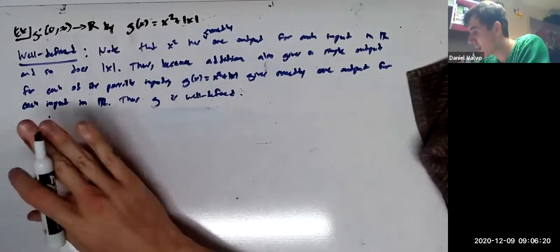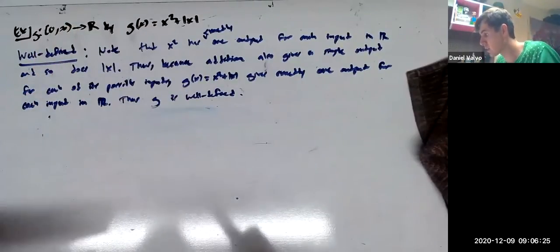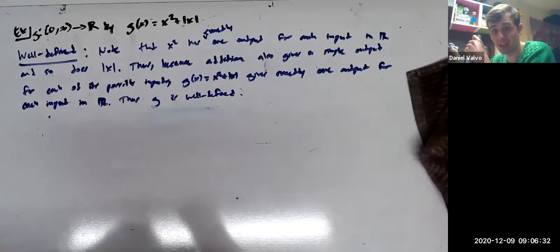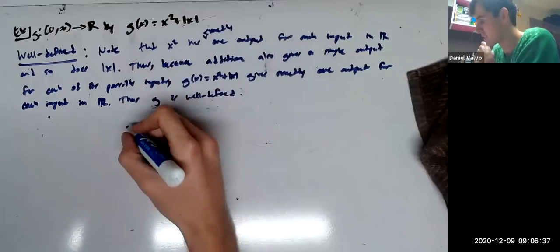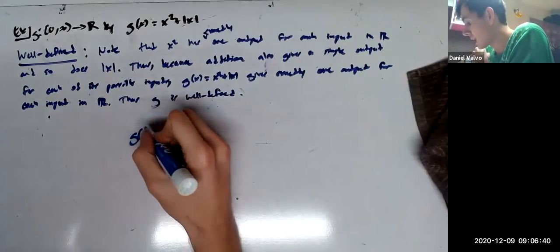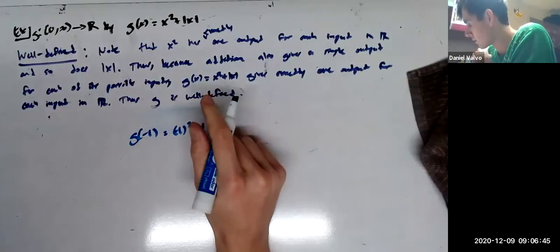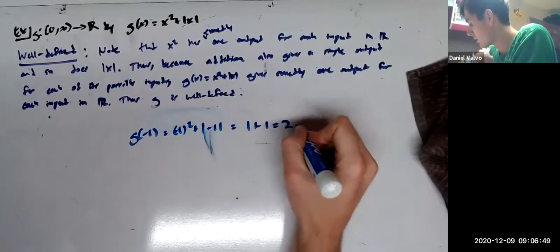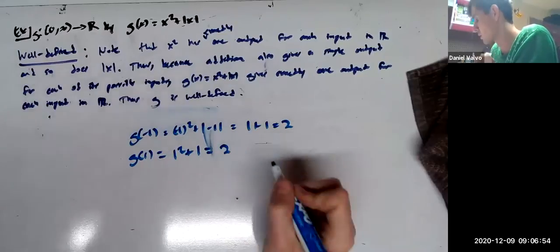So this function right here goes from 0 to infinity to R. That's important because notice x squared definitely has multiple inputs that go to the same output, because negative numbers squared are the same as positive numbers squared. And similarly with the absolute value of x. For example, g of -1, if it was defined there, would equal -1 squared plus the absolute value of -1. -1 squared is 1, the absolute value of -1 is 1, so this would be 2. And g of 1 would be 1 squared plus 1, which is also 2.